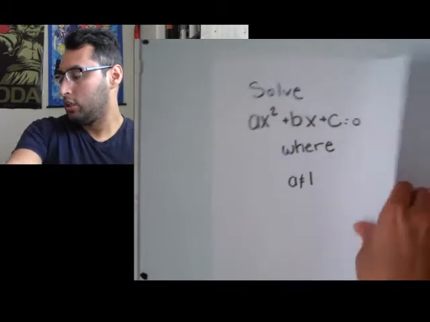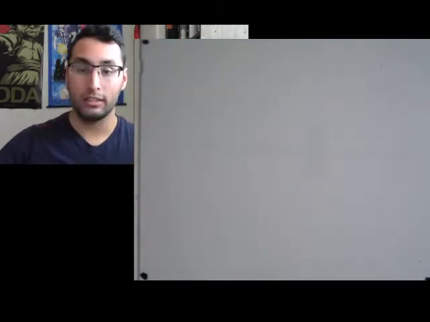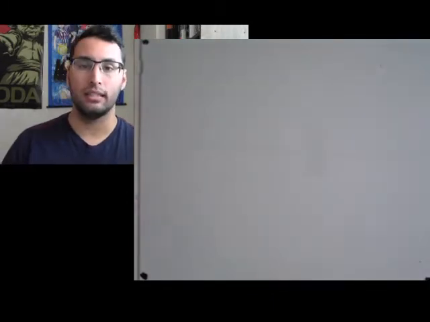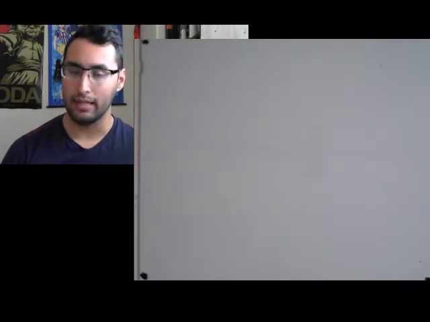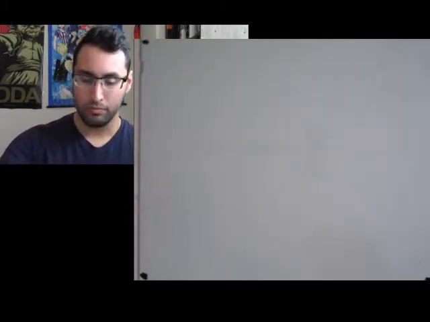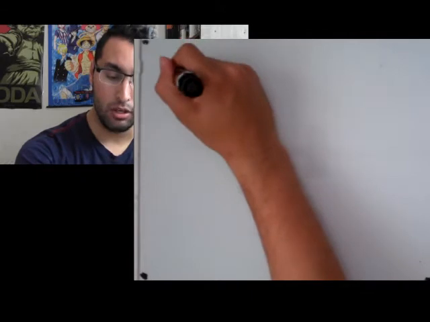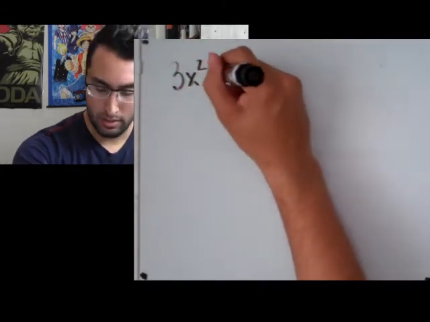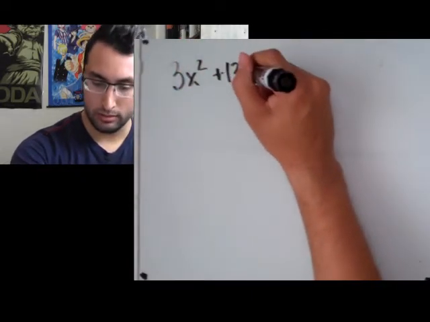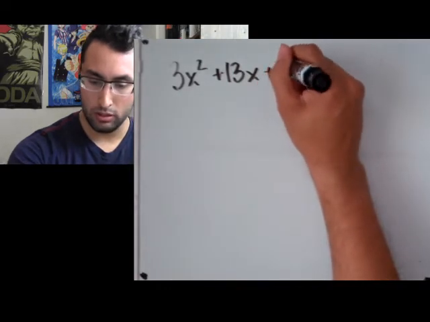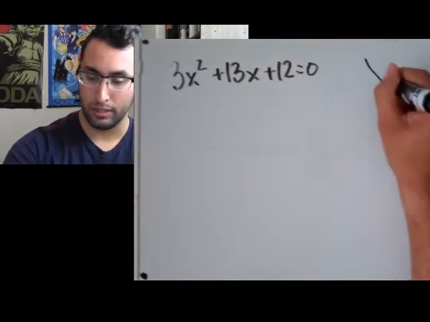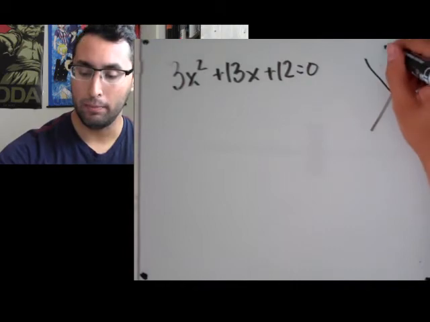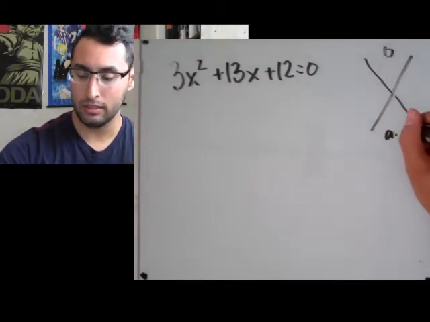Alright, so our example will be, it's the same steps as the previous video on just factoring where a does not equal 1. Okay, so our example here is going to be 3x squared plus 13x plus 12 equal to 0. Okay, so remember from the x factor, b is on top, a times c is on the bottom.